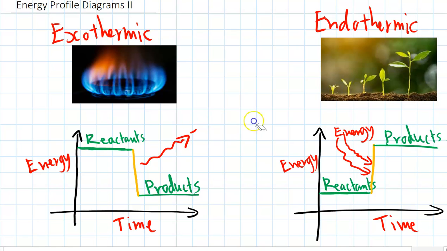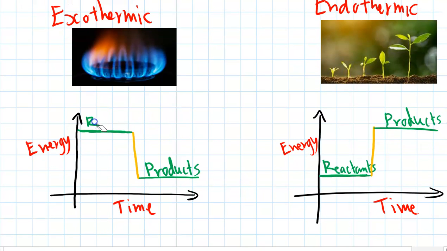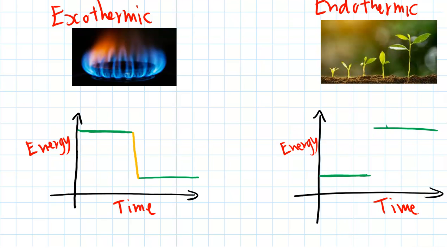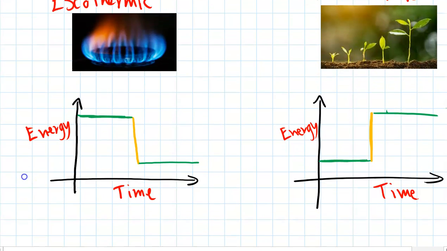Okay, so let's simplify them. We don't need to show energy, even though it's a good visualization. And also, we actually don't need to write reactants and products here. Because the actual convention that scientists use is they list the actual reactants and the products to show the chemical equation.